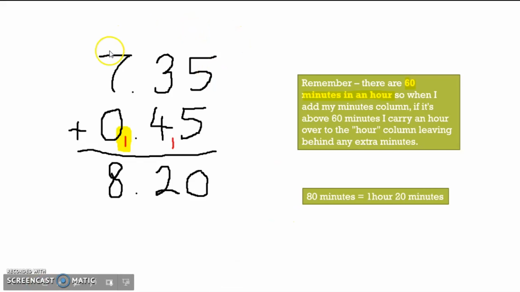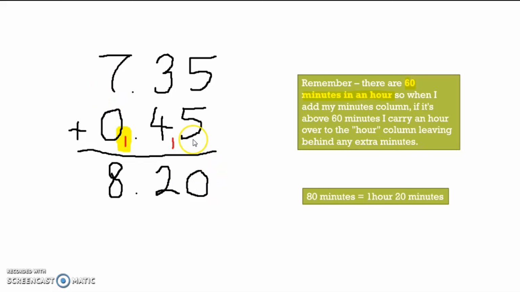So what I've done here is taken the important information, so 7:35, so 7 hours 35 minutes, and I'm adding on the 45 minutes that I can leave that dye on for. So I've lined it up, put the minutes under the minutes over here, and the hours under the hours. Now I just point out, remember there are 60 minutes in an hour. So when I add my minutes column, if it's above 60 minutes, I have to carry an hour forward over to the hour column, leaving behind any extra minutes.